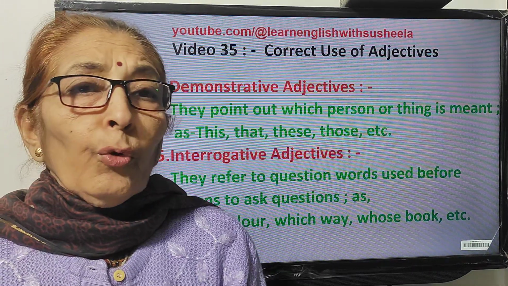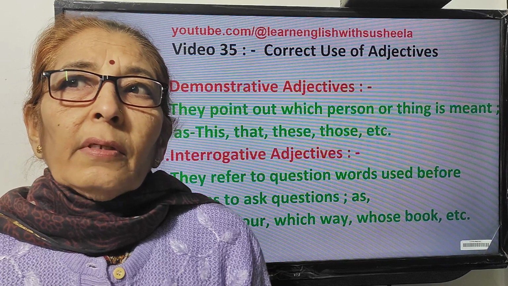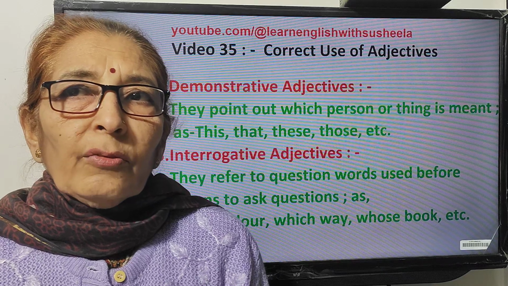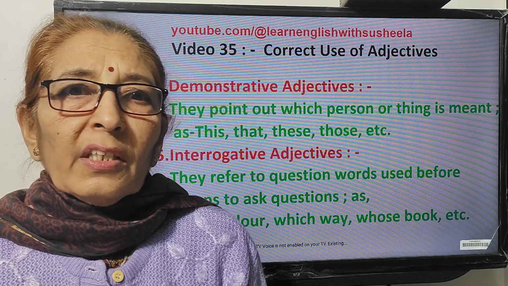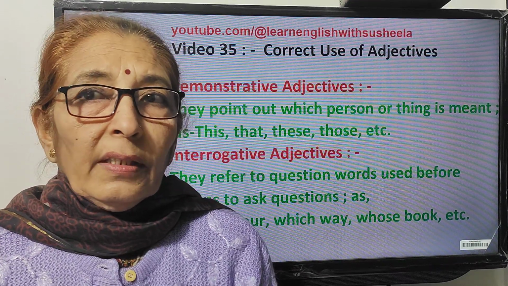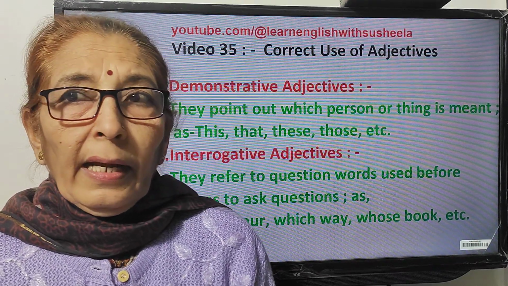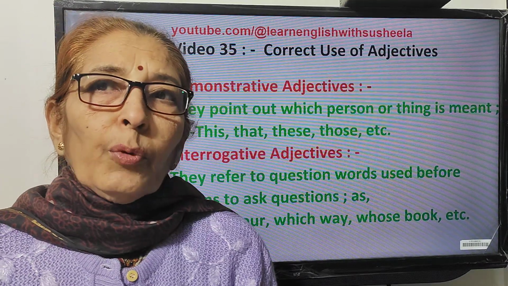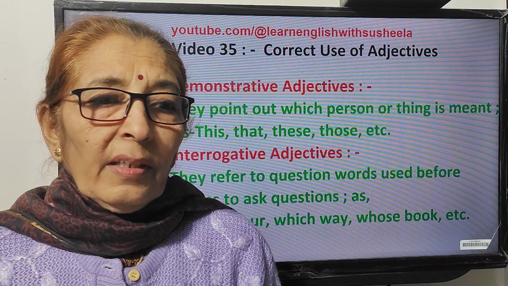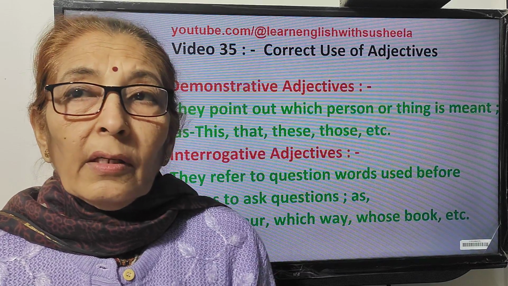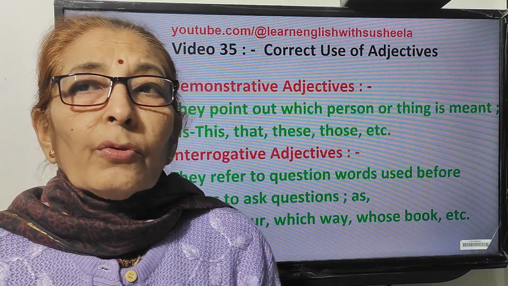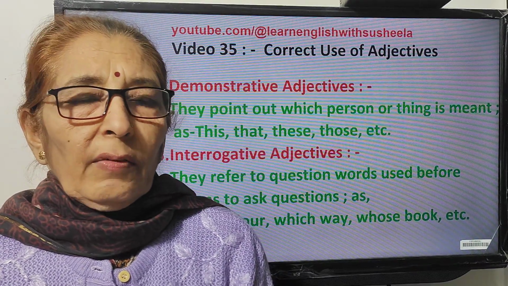Next, fourth one, demonstrative adjectives. Demonstrative adjective means those adjectives which point out which person or thing is meant, as this, that, these, those. This and that are used for singular, and these and those are used for plural. Just as this book is better than that. And same way, these students are attentive, but those who are playing outside, they are inattentive. So this way we can use demonstrative adjectives.